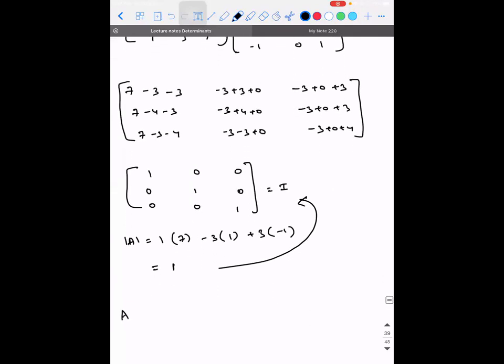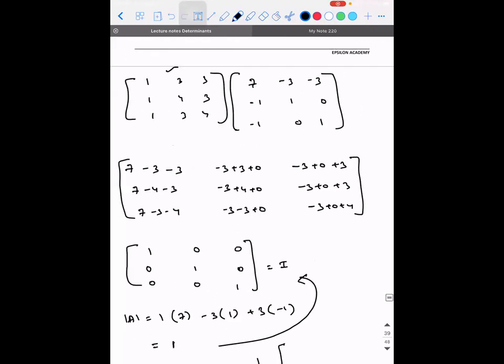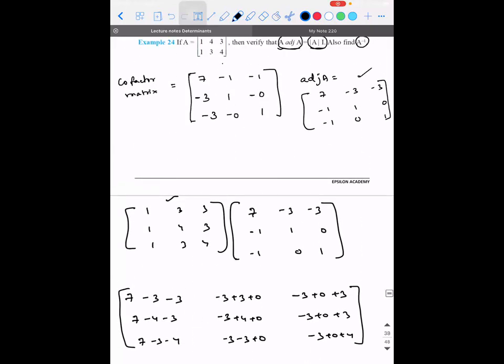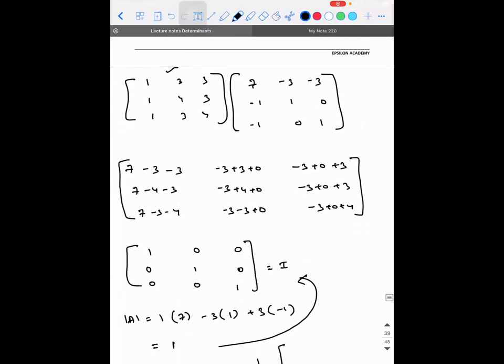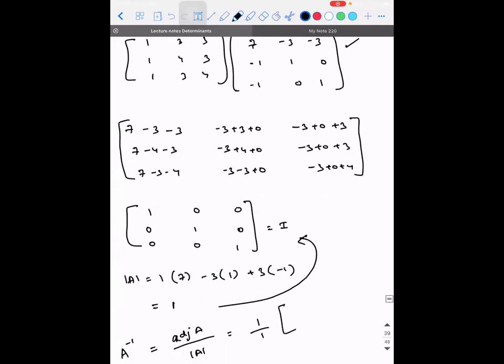Similarly, what is A inverse? A inverse is adjoint of A by determinant of A. We need not separately solve it. Determinant of A is 1. What is the adjoint of A? 7 minus 3 minus 3. This one. 7 minus 3 minus 3, minus 1, 1, 0, minus 1, 0, 1.